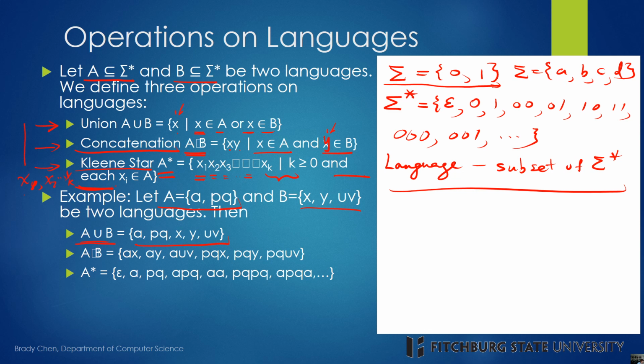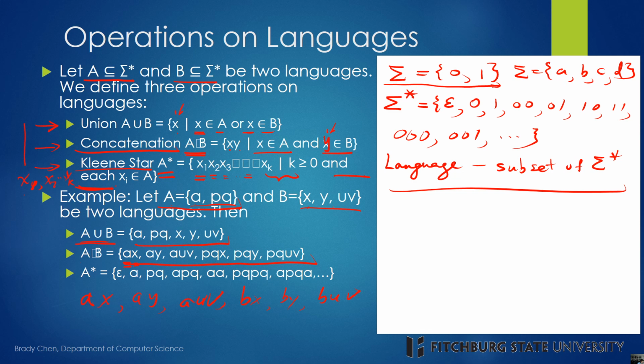Now the concatenation of A and B is: the first part coming from A, the second part coming from B. A contains two strings, so it could be a combined with B: ax, ay, auv. Then pq: pqx, pqy, pquv. So there are a total of 6 elements in the concatenation of A and B.